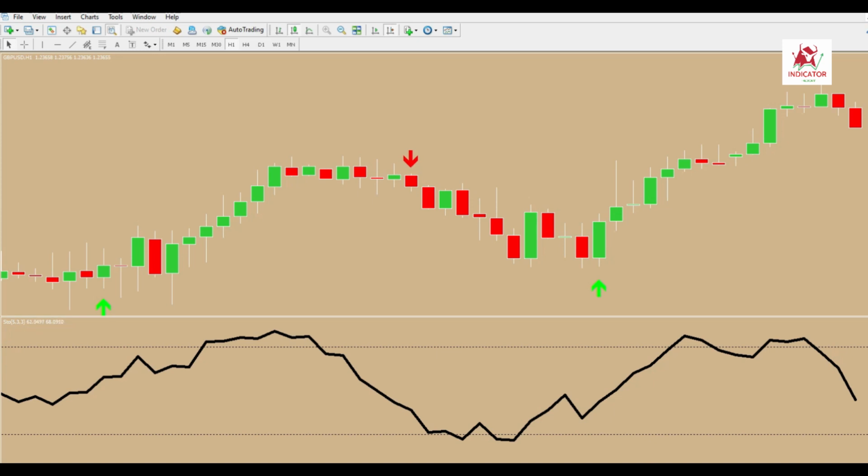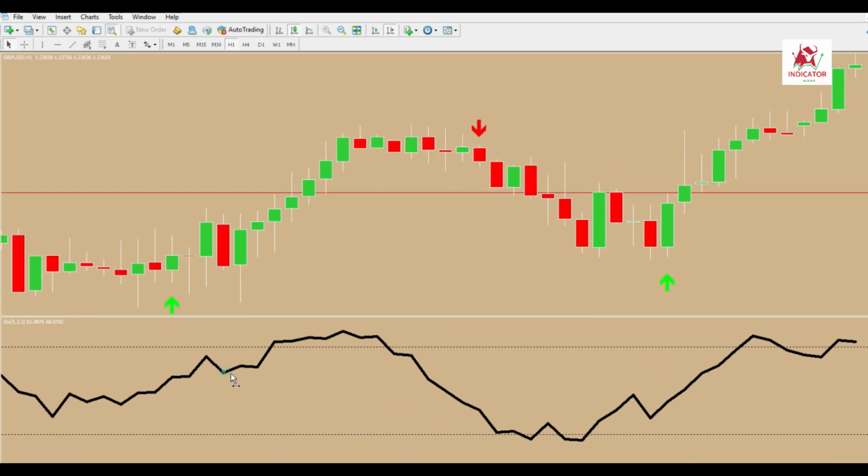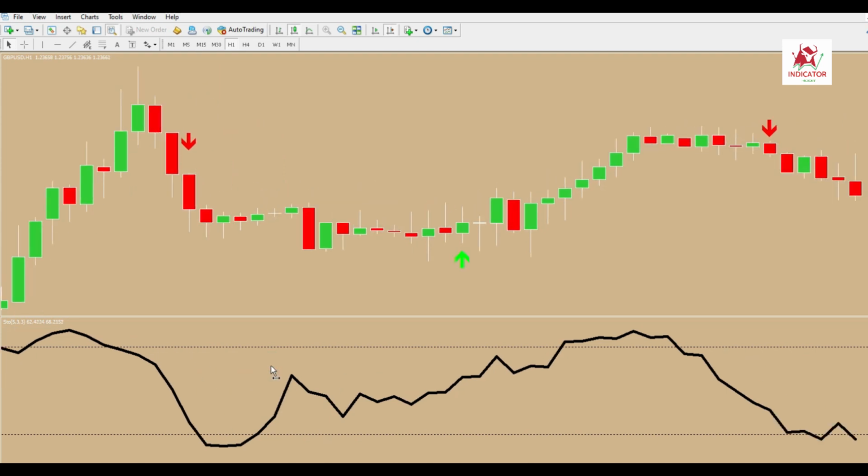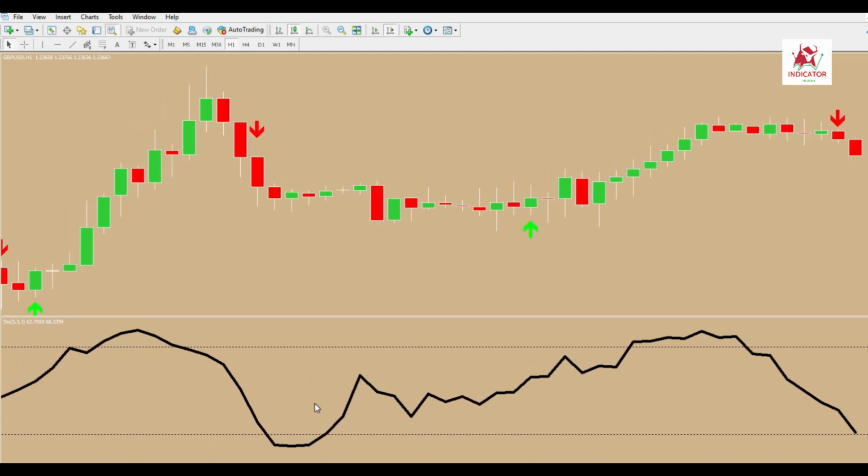Step 2, median line. Draw a line passing through point A and the midpoint of point B and C. This is the median line. Step 3, channel lines. Project parallel lines to both sides of the median line to form the channel. One line should pass through point B, and the other through point C. The top line is the upper median line and the bottom line is the lower median line.